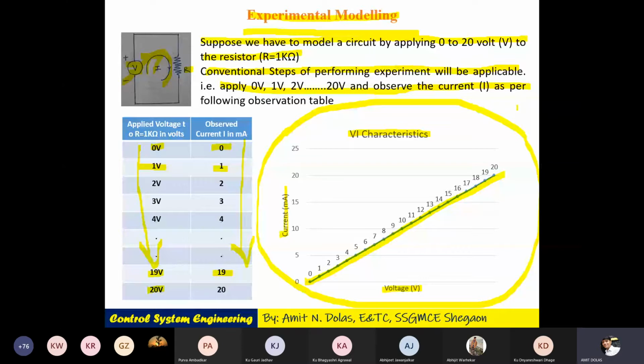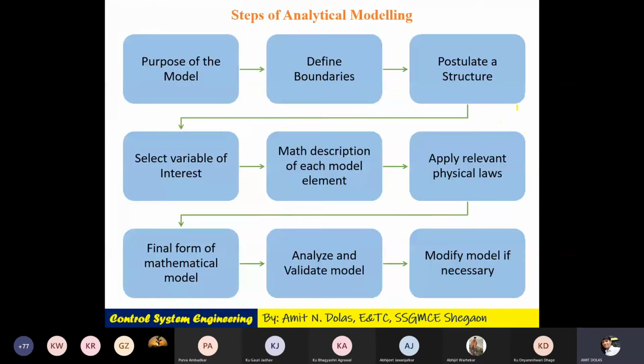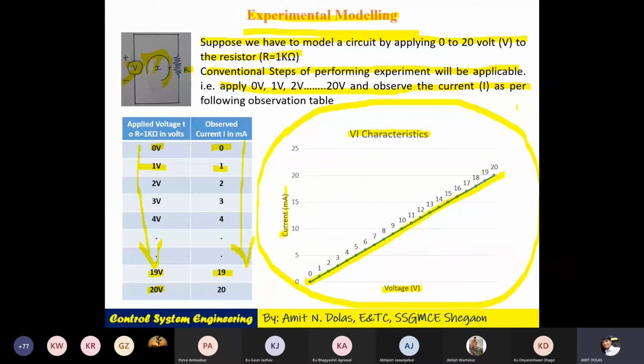And simply what are we finding out? That is I equal to V by R, Ohm's law. So its mathematical equation is I equals V by R. Intentionally I took a very simple example to understand. And if somebody asks in an examination to explain what is experimental modeling, there are no restrictions. You may use any suitable example to explain this. Then it is very easy, experimental modeling.